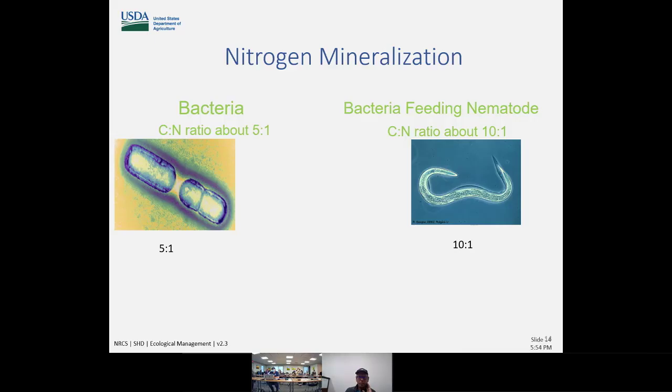Here's a simple, small part of the process. I think it gives you a basic idea of how life, death, and mineralization occur.